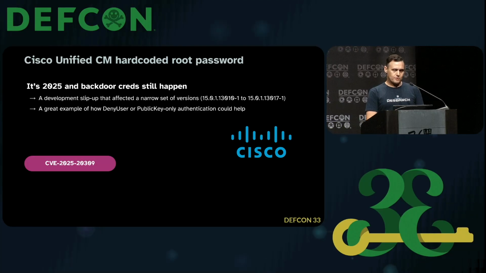And because it's 2025 and we're still talking about Cisco, they shipped another backdoor credential in SSH. This one is really interesting because it was only in a really narrow set of versions of their particular appliance. And it's the case where if they had just used something like DenyUsers root in their default configuration, because they don't normally support the root user, it would have made it a non-issue. So we're still seeing vendors shipping default passwords, and we're still shipping default configurations of SSH in a way that they're exploitable as a result.